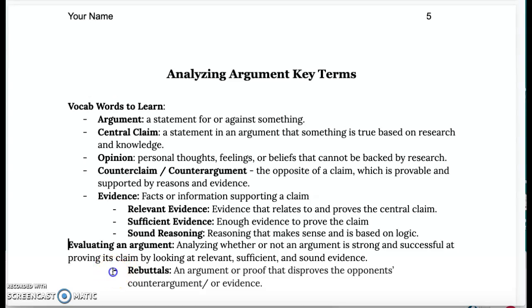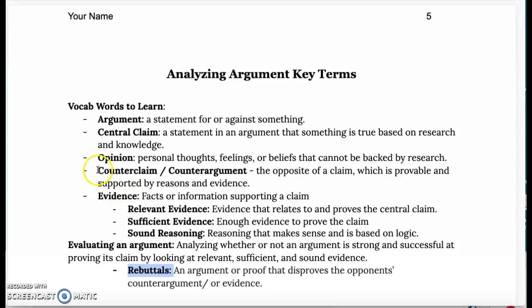And one thing that I didn't talk about yet, rebuttals. Rebuttals would always come after your counter argument, and the rebuttal disproves it. So when you have a rebuttal, it's like squashing the counter argument or the other side. So in your argument, it makes it stronger if you do mention a counter argument for the other side, but then you always have a comeback to squash it. And that's what a rebuttal is. It's proof that disproves that counter argument.